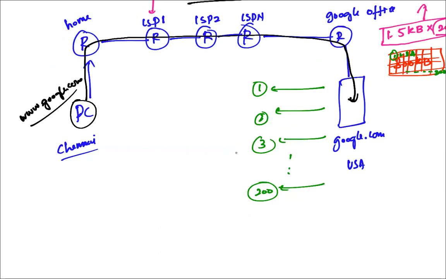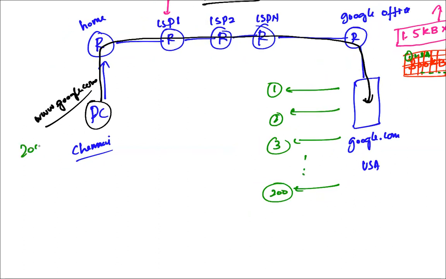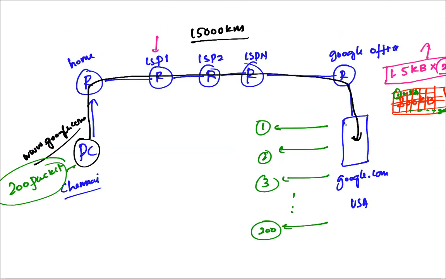Once it transfers all the 200 packets, when all the 200 packets come to this particular PC, my PC, what will my PC do? All the packets will come all the way from the Google server to the Chennai PC.